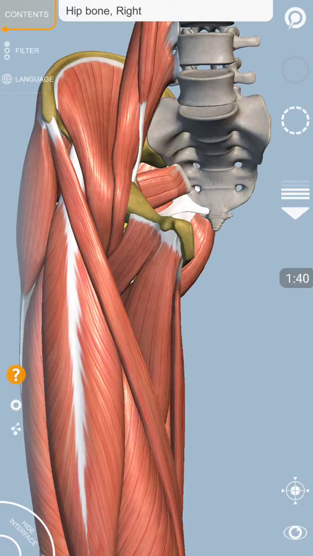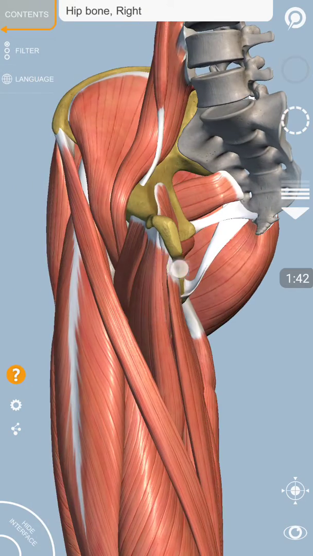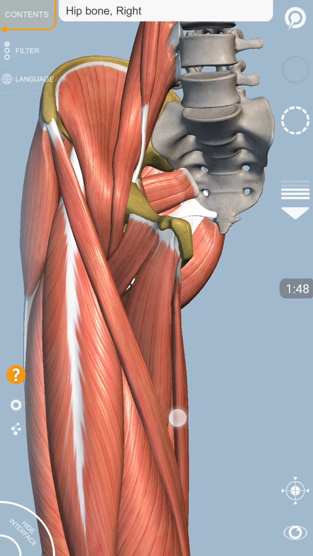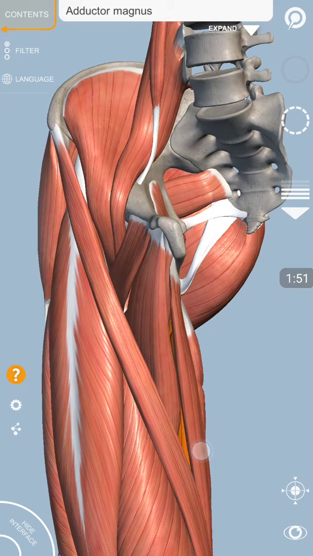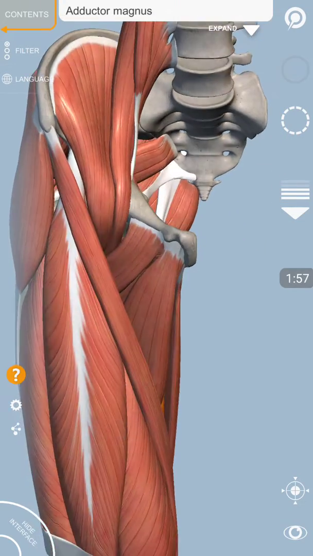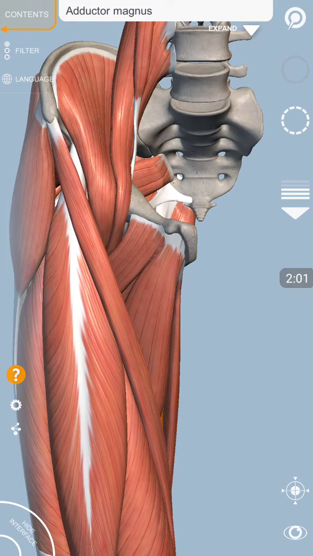It actually forms the base of the femoral triangle. So its base is directed upwards, whereas its apex is directed downwards. Base is directed upwards, apex is directed downwards. So it's an inverted triangle. Femoral triangle is an inverted triangle.